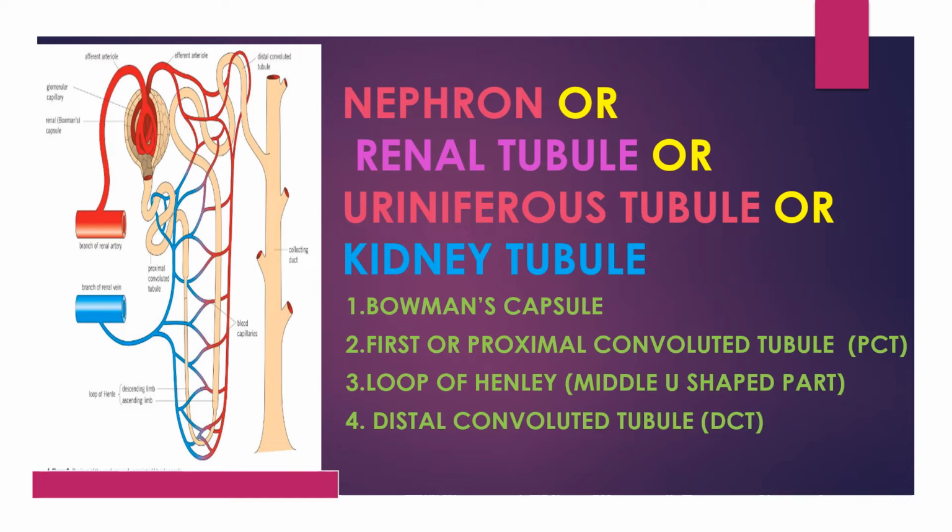What are the main parts of the nephron? You can see in this picture, there are mainly four parts. First, Bowman's capsule. Then the first or proximal convoluted tubule. Then the loop of Henle, or middle U-shaped part. Then the distal convoluted tubule or DCT; after the loop of Henle you can see a convoluted structure. That is the distal convoluted tubule.